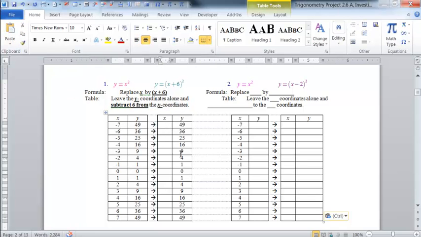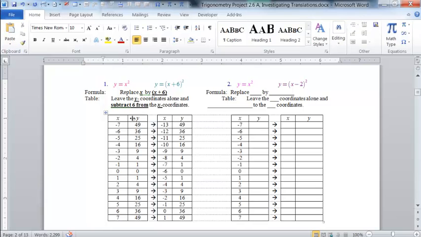So negative 7 minus 6 is negative 13. Negative 6 minus 6, negative 12. Negative 5 minus 6 is negative 11. And I think you can see, since the ones on the left are going up by 1, these will be too. And we can see this setup here.